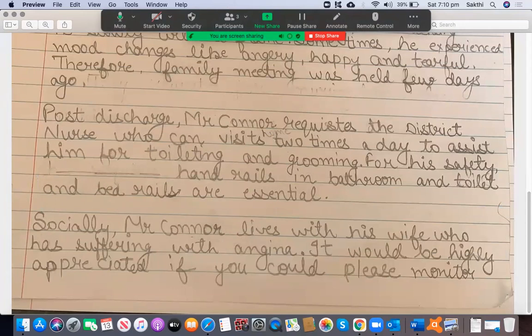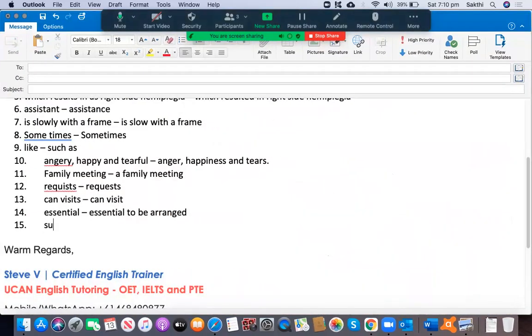Socially, Mr. O'Connor lives with his wife, who has been suffering. Suffering always goes with "from," not "with." Okay, suffering from. However, the most appropriate one is experiencing.